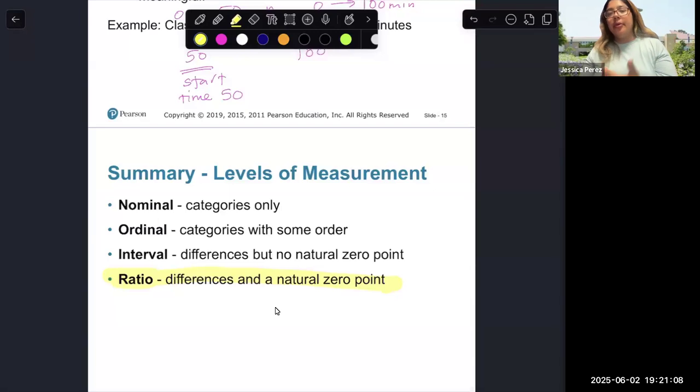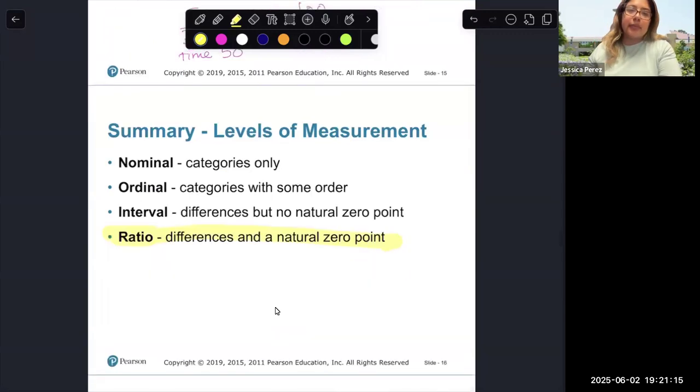The nominal and the ordinal are categorical types of data. Interval and ratio could be considered, of course, quantitative data. Okay.